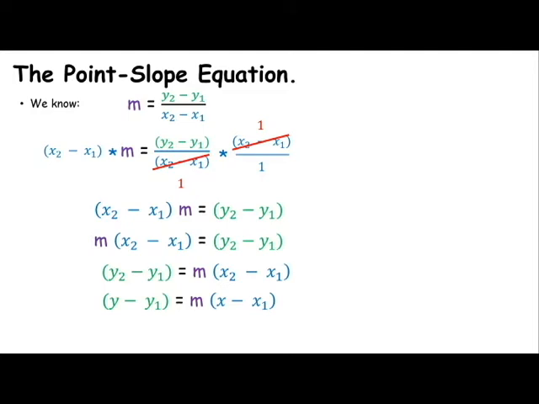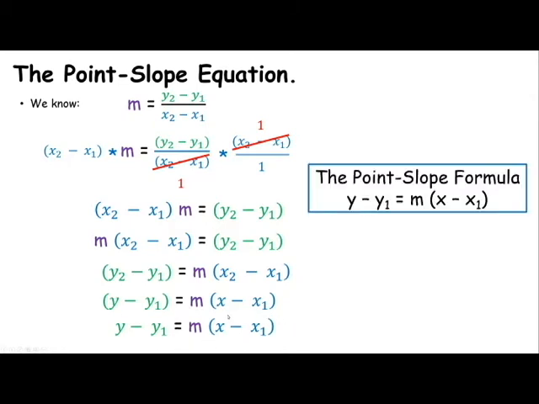So when you're finished, what you end up with is y minus y1 equals m times x minus x1. Notice I got rid of the parentheses here because there really is only one operation. It's just the subtraction. So the parentheses are unnecessary. The job of the parentheses is to tell me what to do first. Since there's only subtraction, I don't need them. This last step right here is the point slope formula.